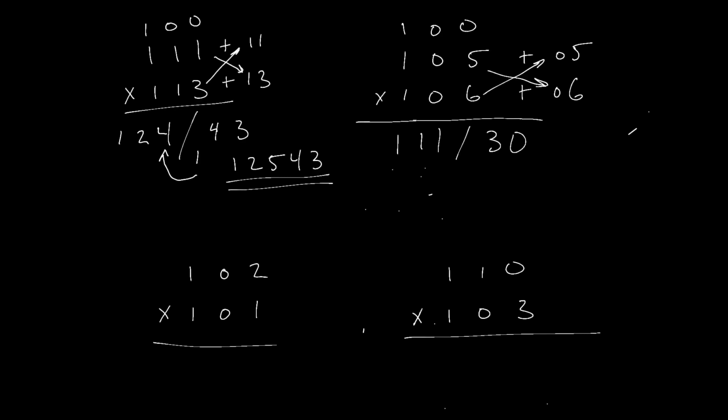That'll give us 30. And remember, how many zeros are in the base is how many digits are in the right-hand side. You see, we didn't need to carry anything over this time. So we could say our final answer, 11,130.